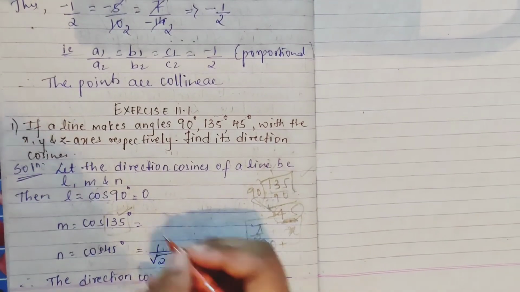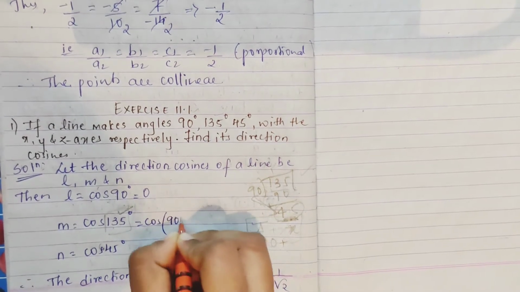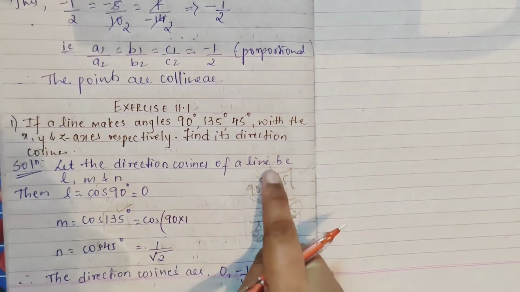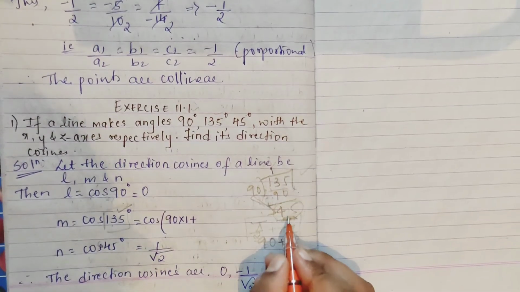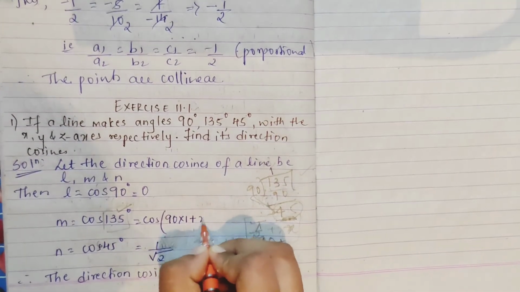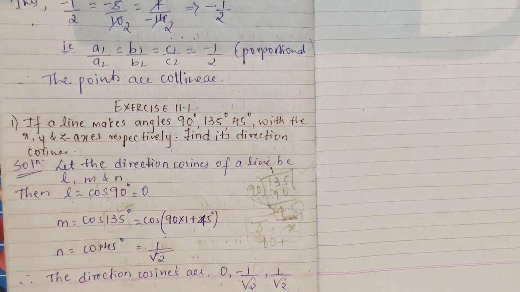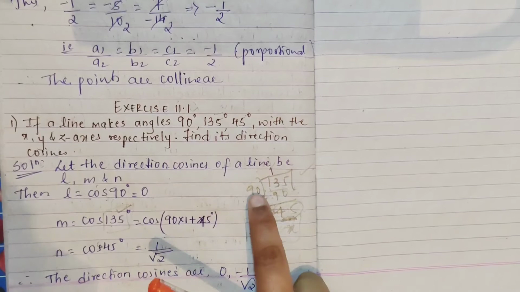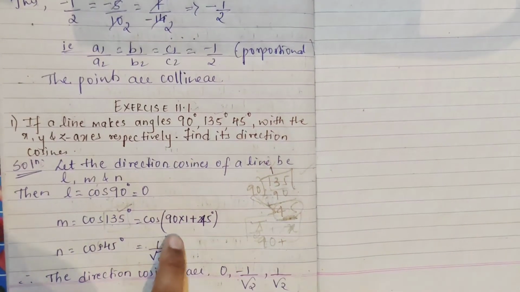So how you can write? Cos 90 into 1, right? 91s are 90, like this you can take 91 plus x, which is 45 degree. 90 into 1 plus x, 90 your quotient into your remainder. So 90 into 1 plus 45.